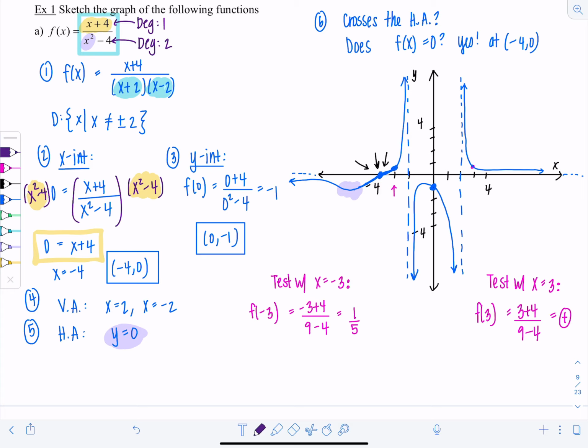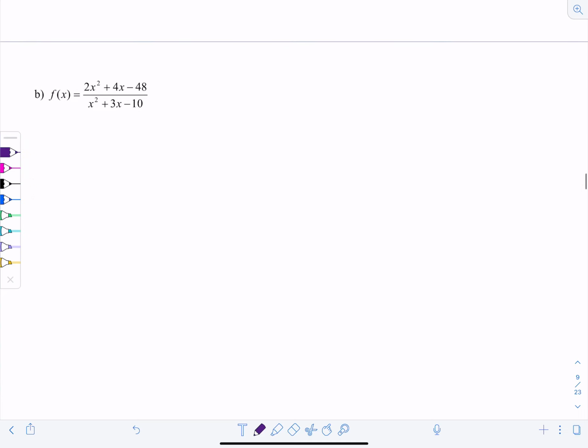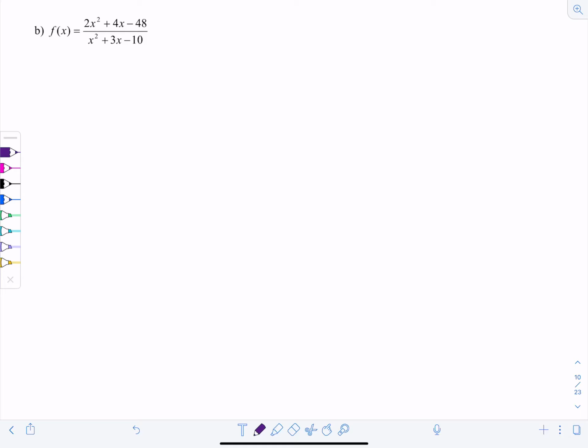Okay. Let's look at some more examples. These can be tricky. f of x equals 2x squared plus 4x minus 48 divided by x squared plus 3x minus 10. Okay, let's rewrite this function completely factored. So f of x equals, notice I can take a 2 out of the numerator, so let's do it. x squared plus 2x minus 24 over x squared plus 3x minus 10.